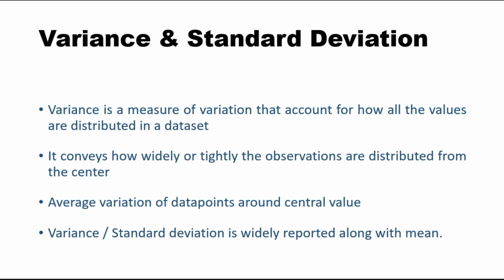The next measure of dispersion is variance and standard deviation. Variance is a measure of variation that accounts for how all the values are distributed in a data set. It conveys how widely or tightly the observations are distributed from the center. It is the average variation of data points around the center value. Variance and standard deviation are widely reported along with the mean.